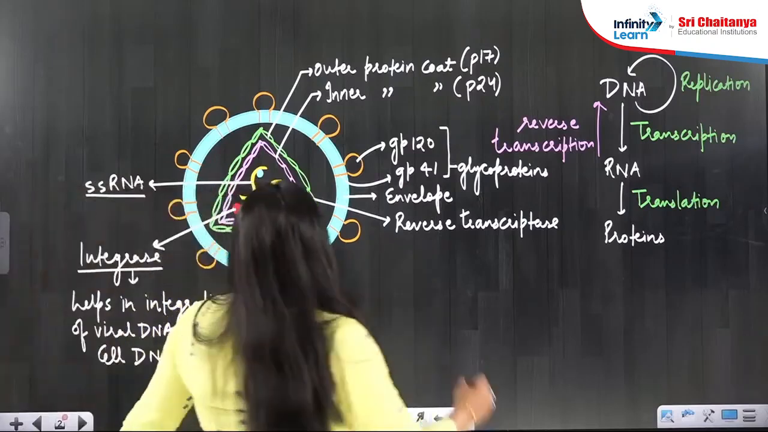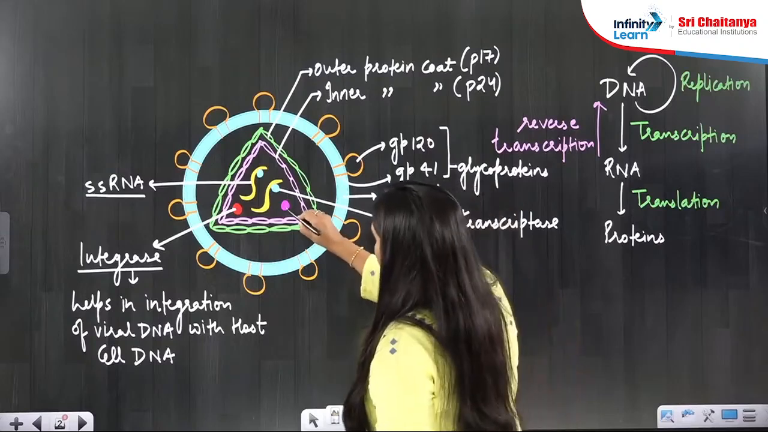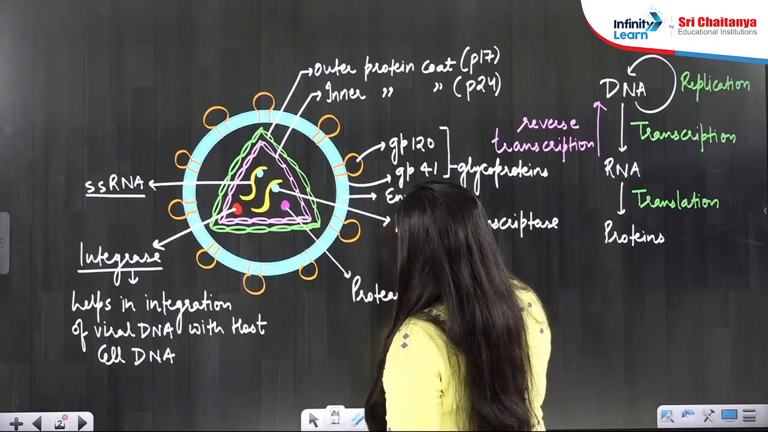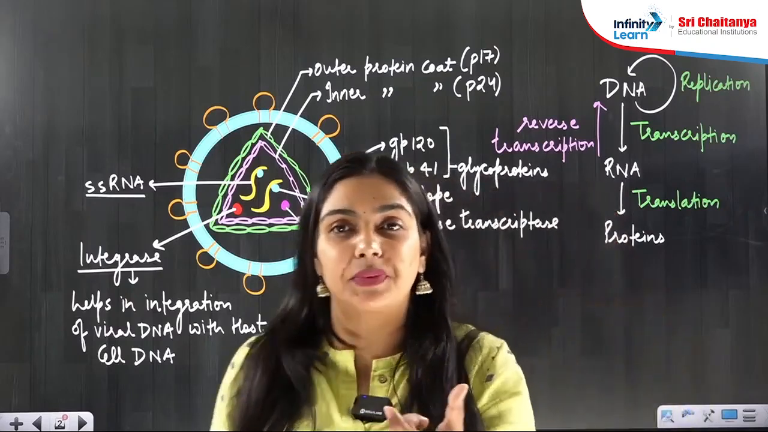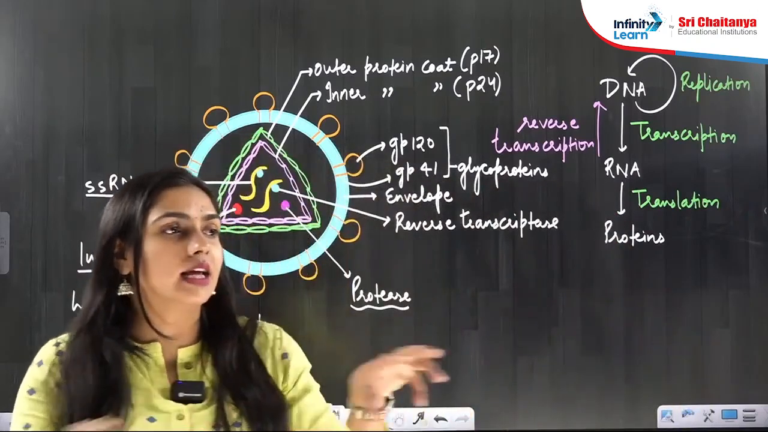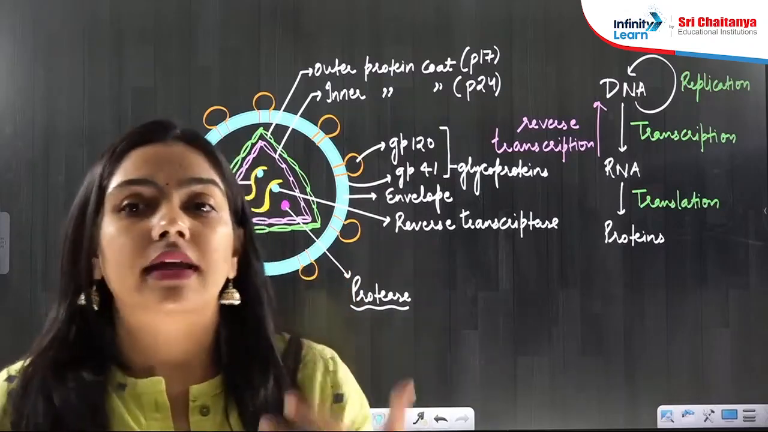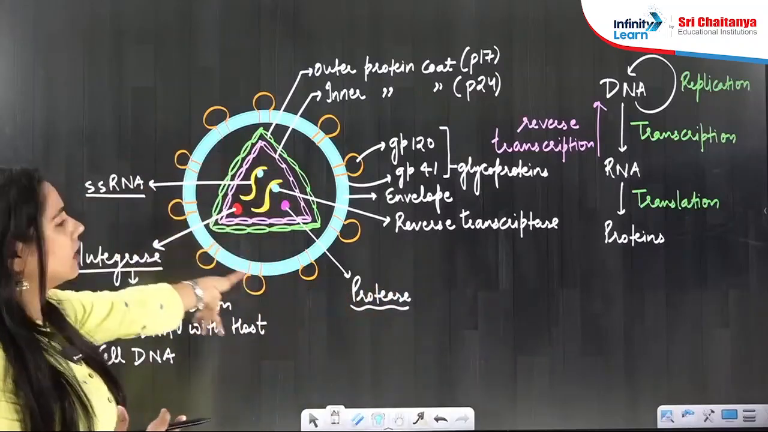Now there is another enzyme which you can see here, that is protease. Protease will cleave the protein to convert it into the functional peptide so that the new virus particle can be formed. You will see this here. So this is the HIV.